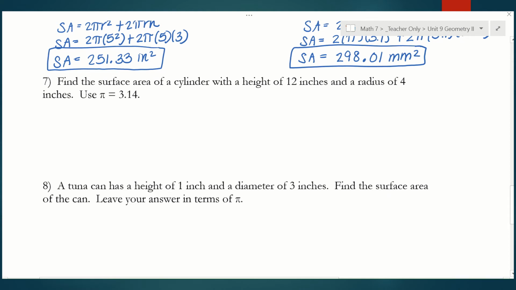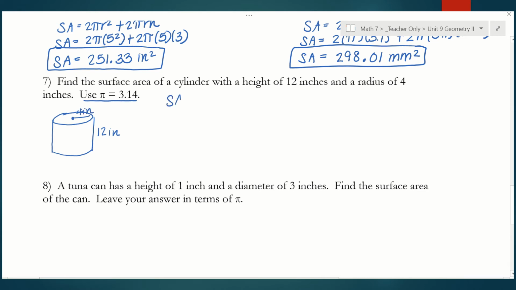Okay, so this one's a little different, not only because we don't have a picture, they're just telling us the height and the radius, but also because they're now saying to use 3.14 for pi. So no longer should we be using the pi key. If you want, you can always draw yourself a picture to help. Some of you might feel like you don't need it since they're giving you the information, but this is what your cylinder would look like if you were to draw it out.